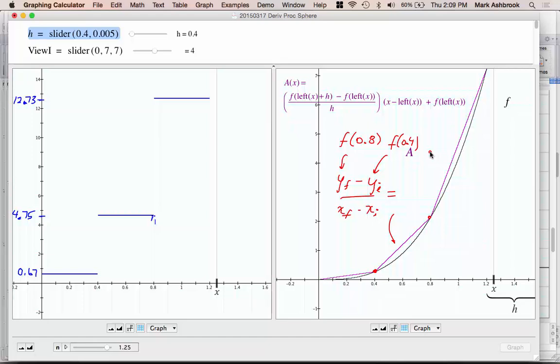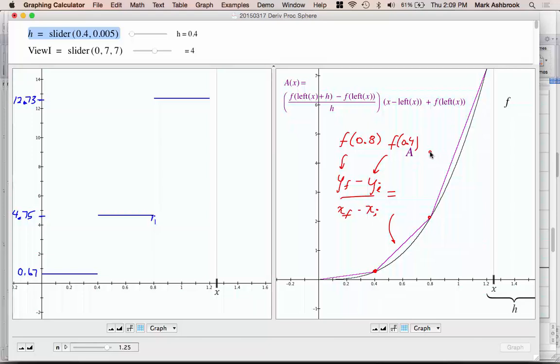Is it better? I think so, yeah. I mean, yeah, I get it now. Yes. F of 0.8 minus f of 0.4 over h, which is 0.4. Other questions? Very good. Okay. So what is the rate function? That's your next question.